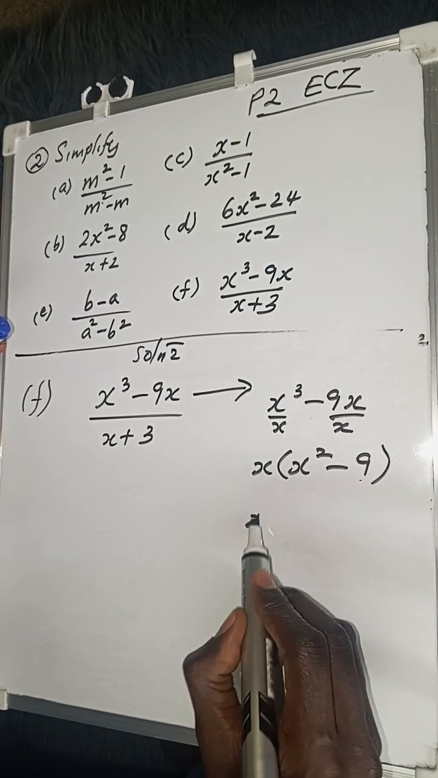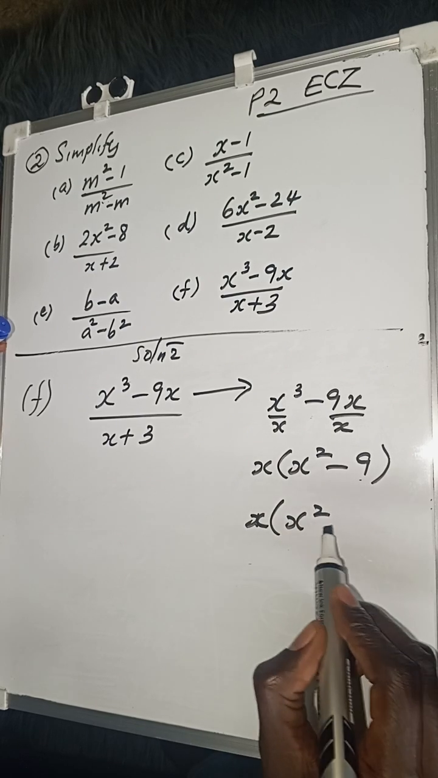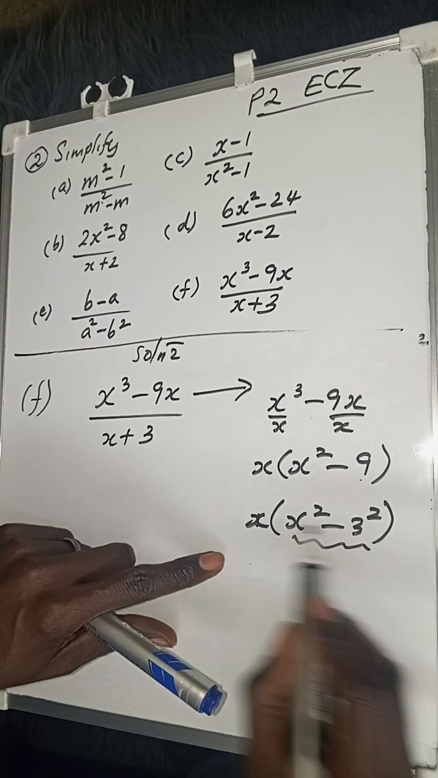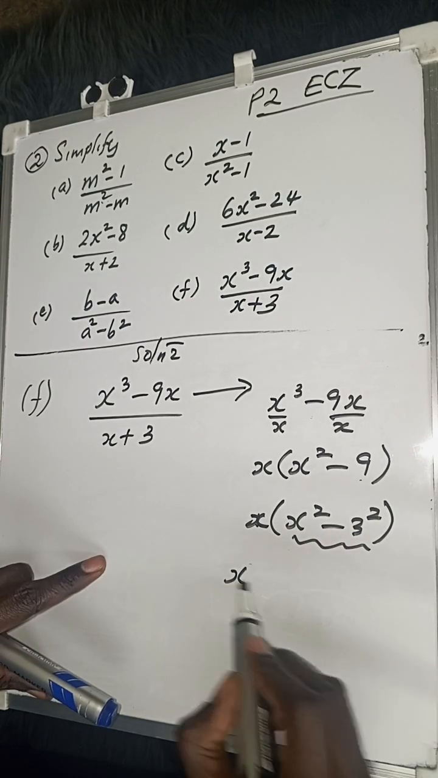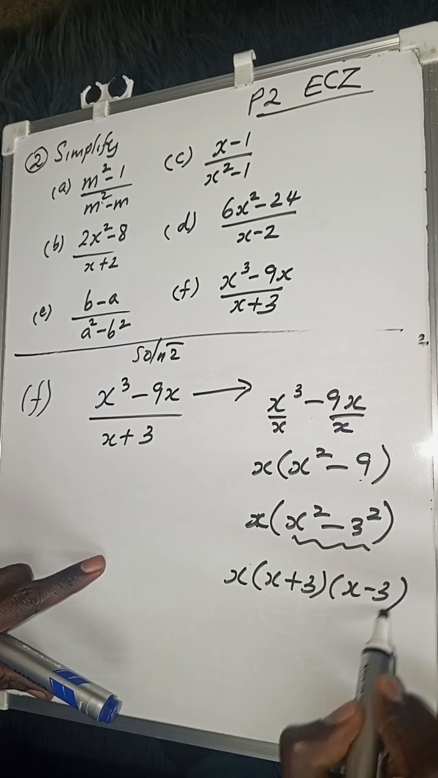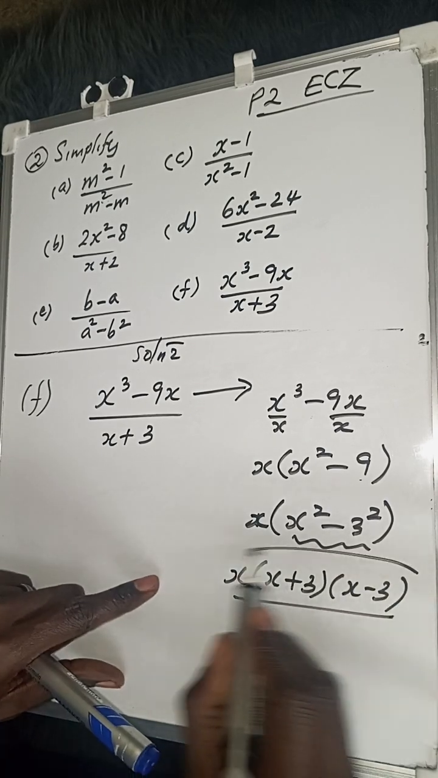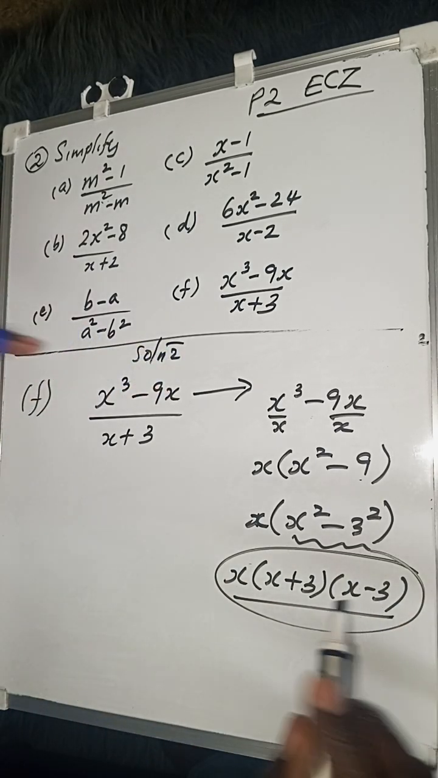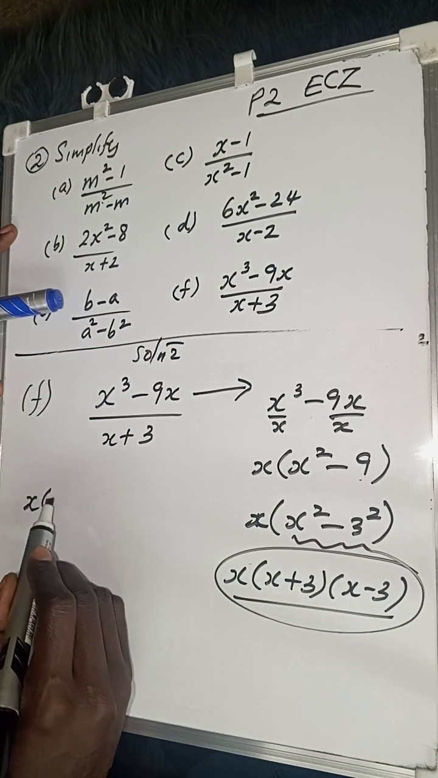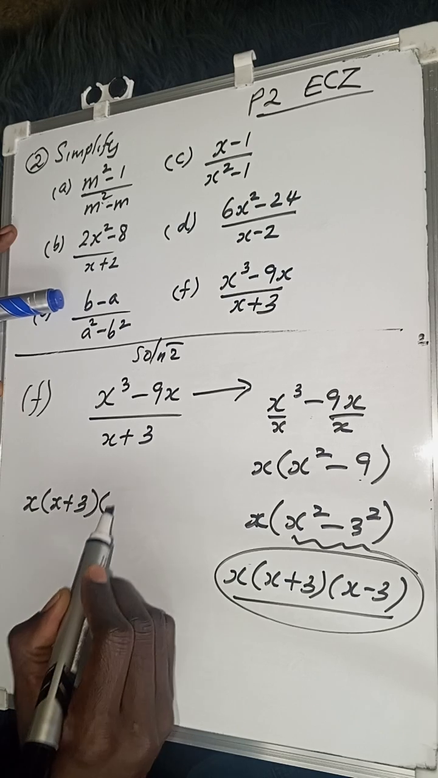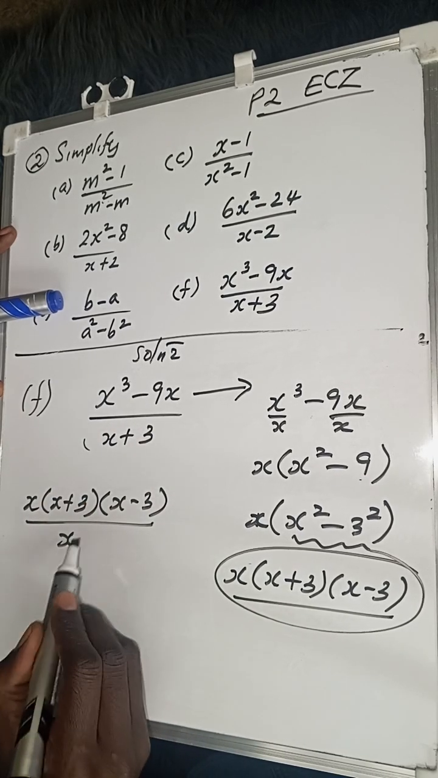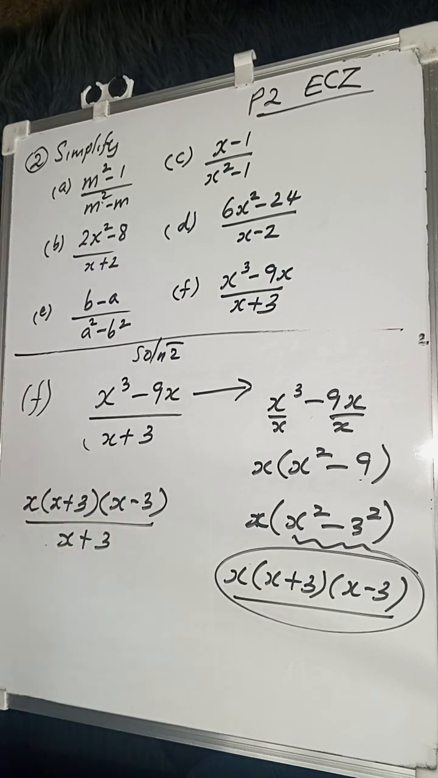9 is a square number that can be written as 3 raised to the power 2. So you can further factorize that by using the difference of two squares to be x plus 3 and x minus 3. So this I'm now going to substitute into the top part because I factorized the top part. It has given me this. So it will be x, then x plus 3, then x minus 3 over the bottom part, which is x plus 3. Is there anything that can cancel?